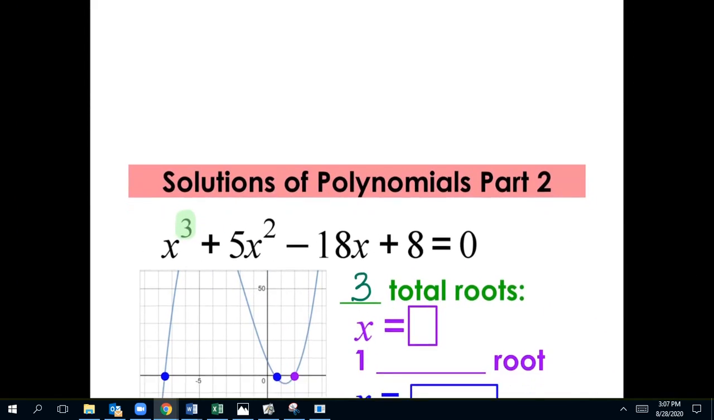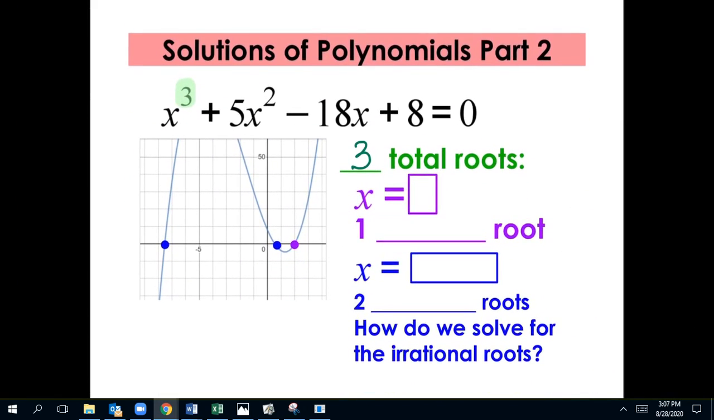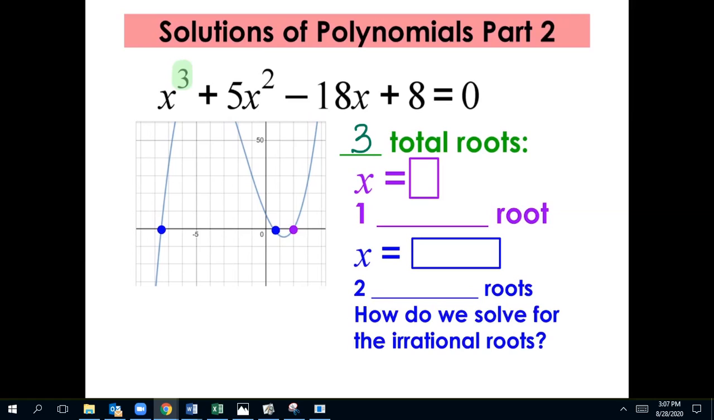And so here's another example of one. We have x to the third plus 5x squared minus 18x plus 8. Again, you can see that it has 3 total roots. I can tell that one of them is 2, right where it crosses the axis at 2. And that's going to be our rational root. And then the other 2, I can't tell what they are from the graph. I'm not comfortable putting those down. And so those are irrational.